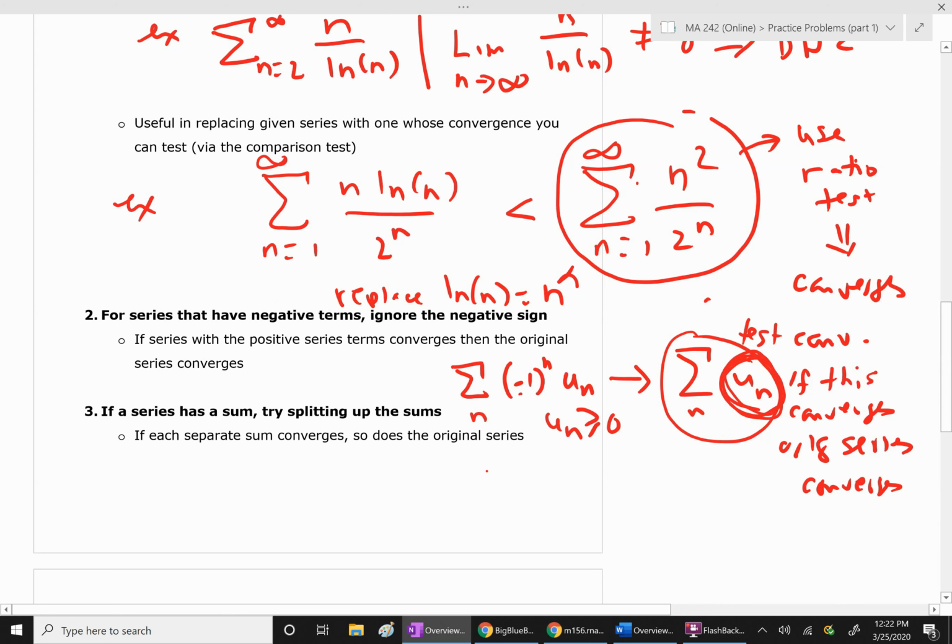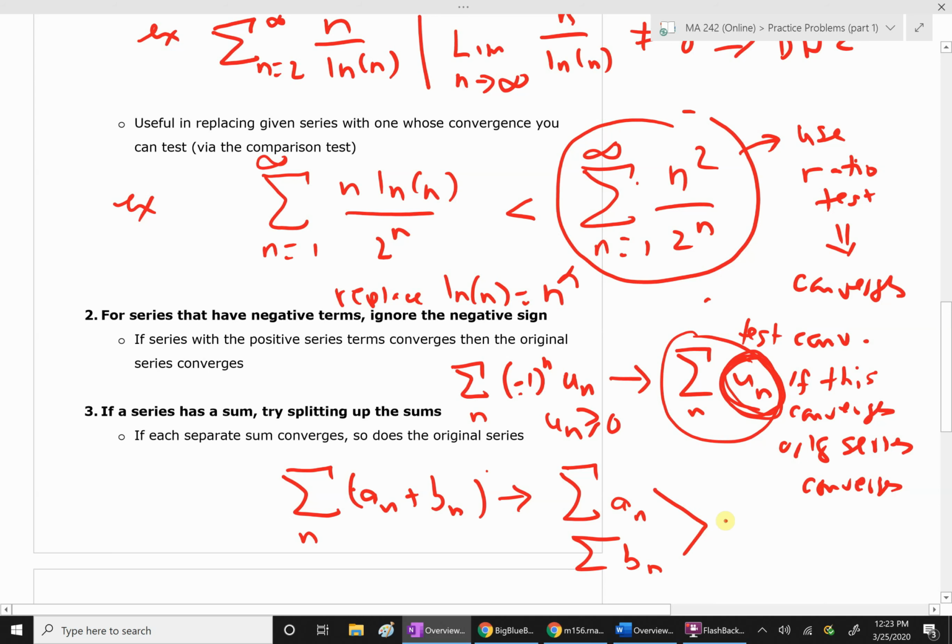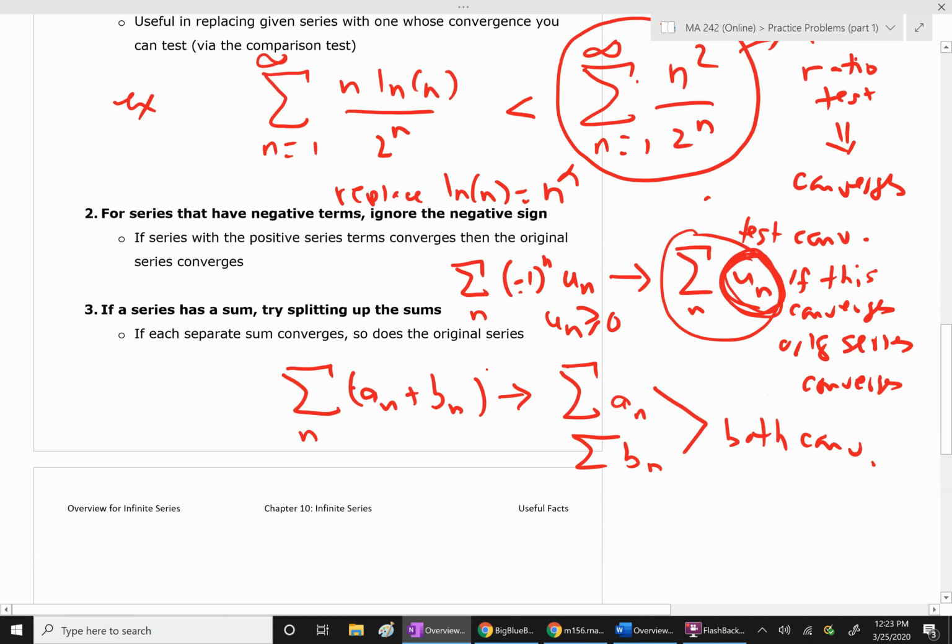And the last is, if you have a series that has terms that you can split up. So if I had an infinite series that itself could be represented as a sum, I would break these two terms up and look at these infinite series separately. If each of these converges, it's guaranteed that this converges. So if they both converge, then our original series converges.